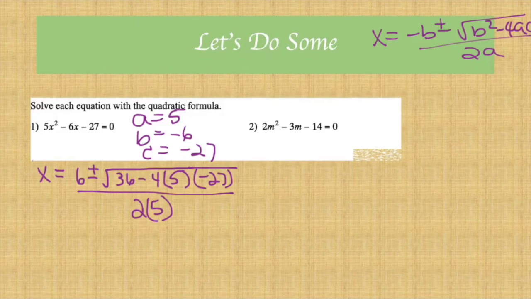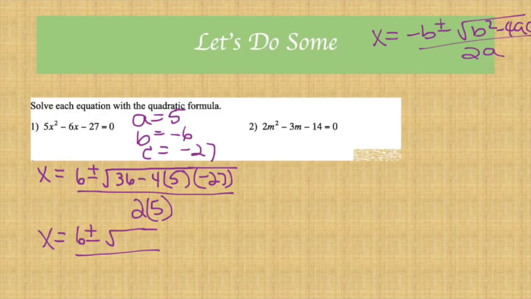All right, now this is the second trick. You take all this stuff under the square root and you put it in your calculator. Do not put the square root part, but put just the stuff in your calculator. So you're going to type in 36 minus 4 times 5 times negative 27. Go ahead and do that. I'm going to write the x equals 6 plus or minus a small square root, because you're going to get one number now.